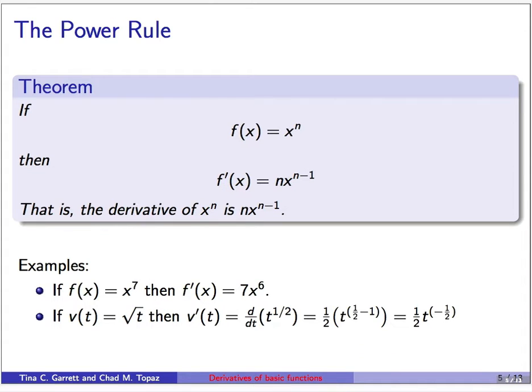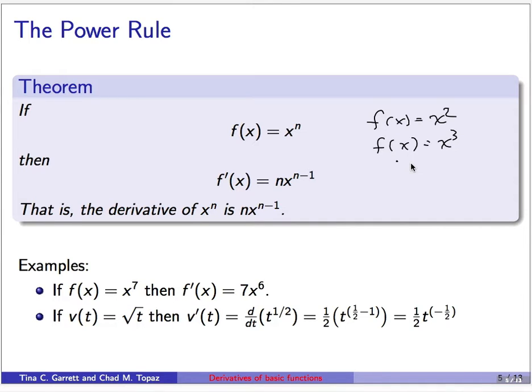Okay. So making things a little more difficult, we can get to the power rule. So now you think about functions f of x equal to x to the n. So these might be functions that look like parabolas, f of x equals x squared, or cubics, f of x equals x cubed, and so on.